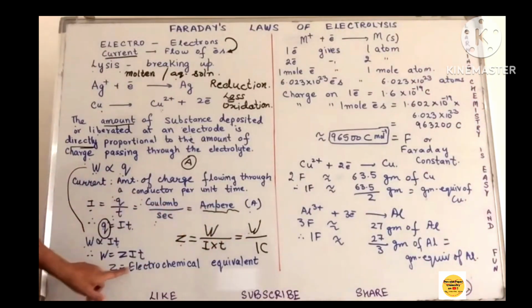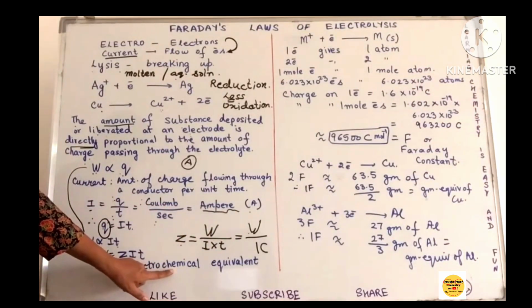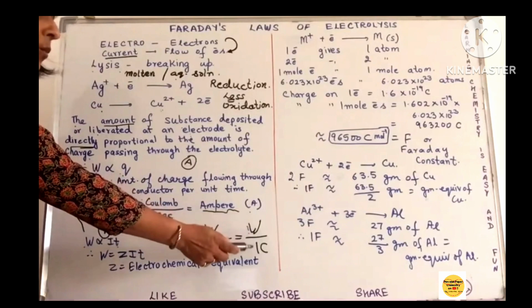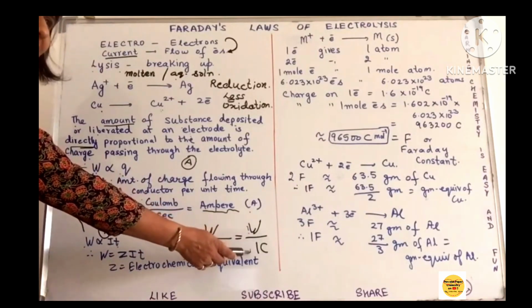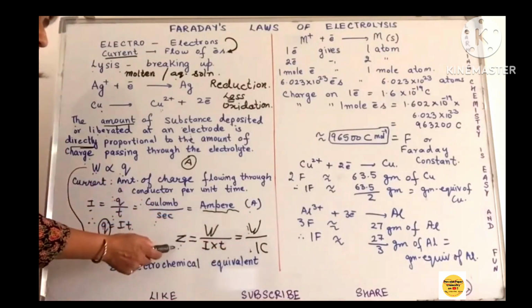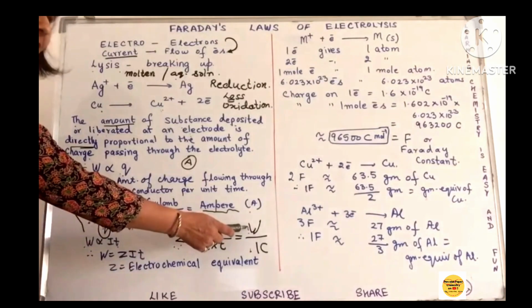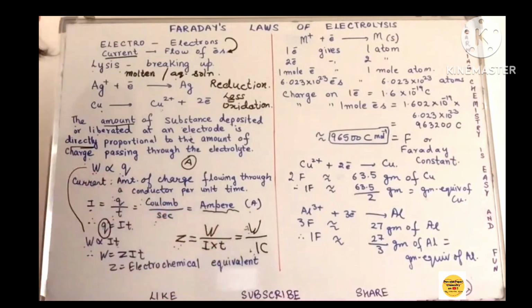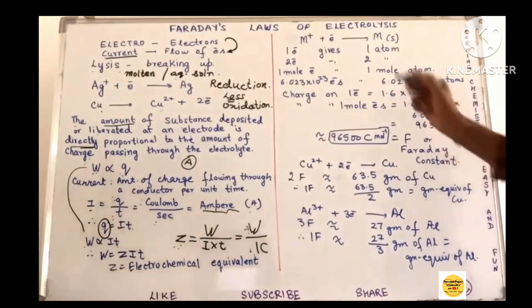So how do we define electrochemical equivalent? Yes, give it a try. It is the weight of substance deposited when how much charge flows through the conductor or through the solution? Yes, 1 coulomb. So electrochemical equivalent is nothing but the weight of the substance deposited or liberated when 1 coulomb of charge flows through the electrolyte. As simple as that. Now, let us take an example here. How are we going to use this concept?